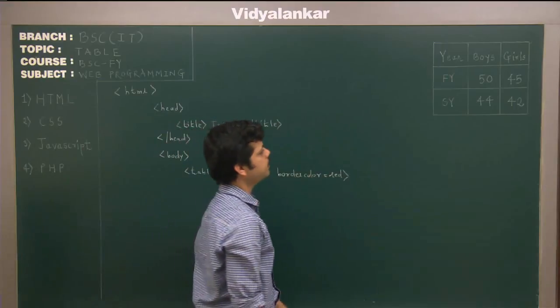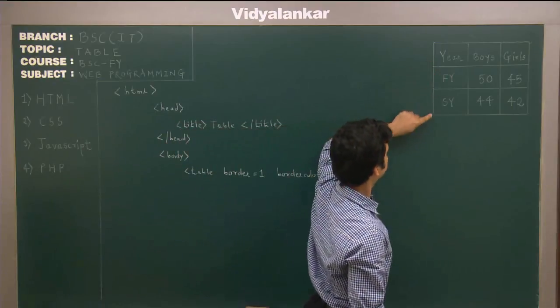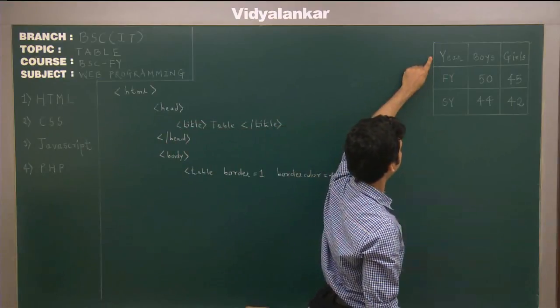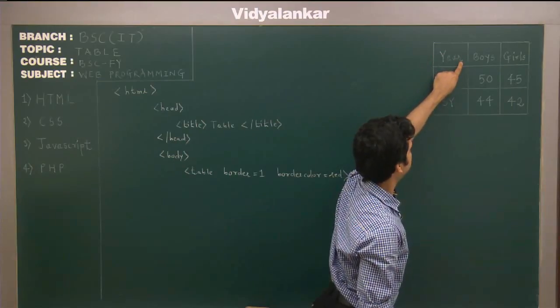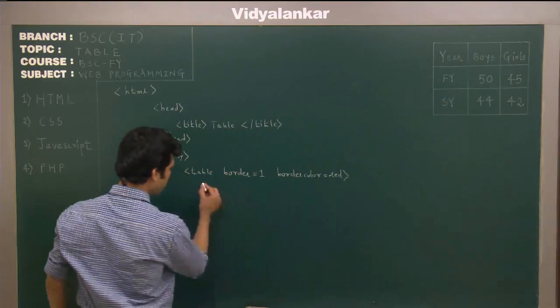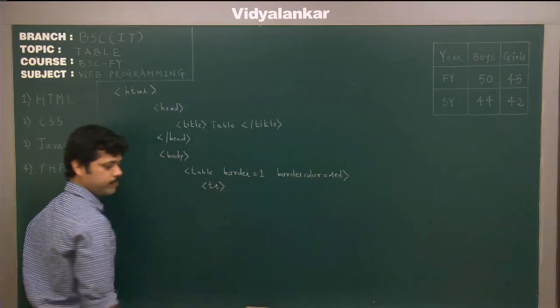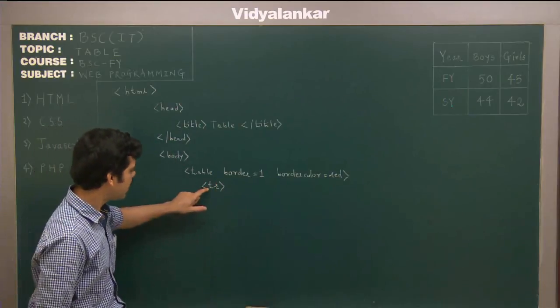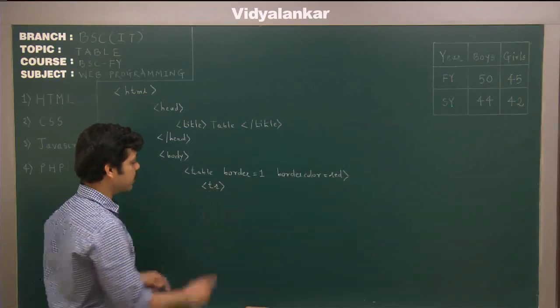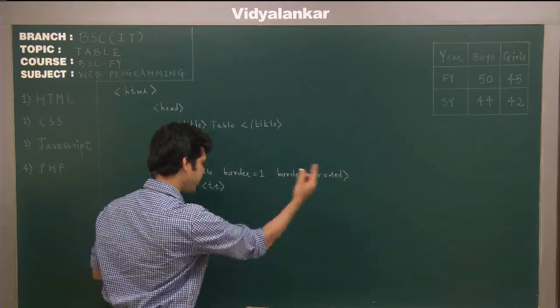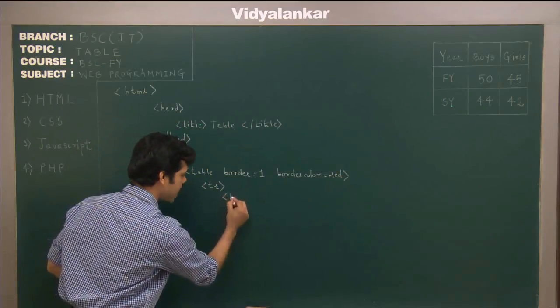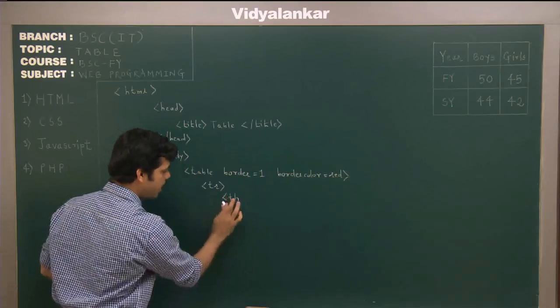As you can see, there are 3 rows. The first row is nothing but the header of the table. For the first row, I have to use the tag TR. TR stands for table row. But this table row is nothing but the header, so I have to use the tag TH, table heading.